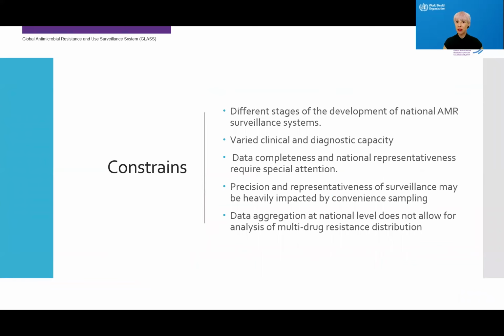Now, of course, there are constraints when using data that are generated by routine surveillance at national level. We know that the countries are at different stages of development of the national AMR surveillance system. We've seen very varied clinical and diagnostic capacity. We are very much aware that data completeness and national representativeness need special attention, and we know that precision and representativeness of surveillance may be heavily impacted by convenience sampling or other biases that are intrinsic to surveillance systems based on routine diagnostic sampling.